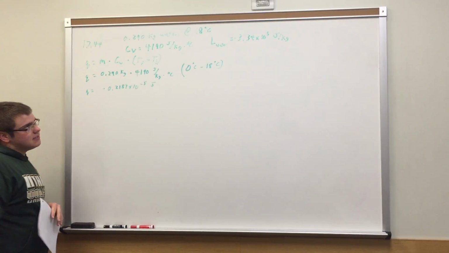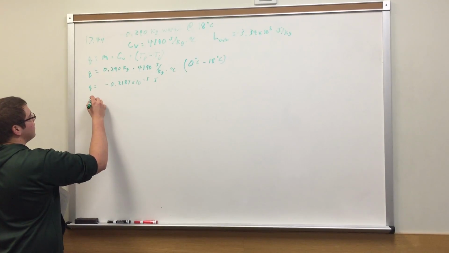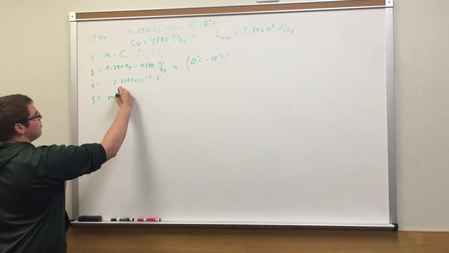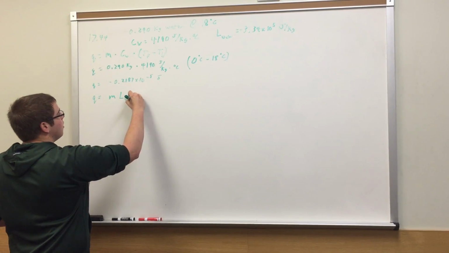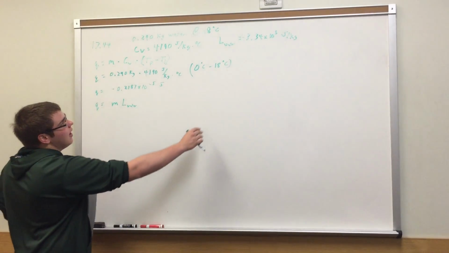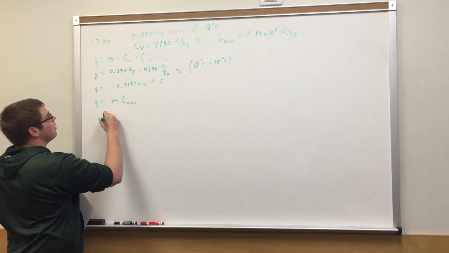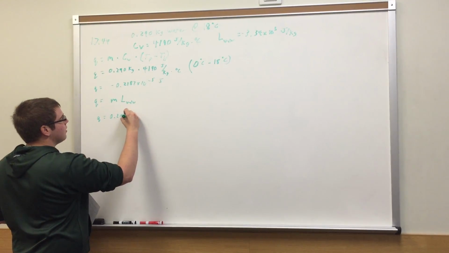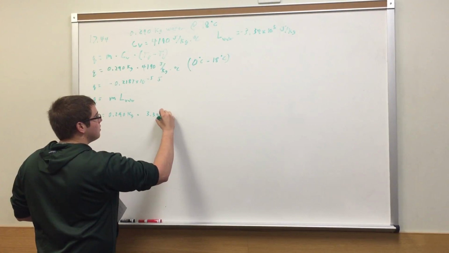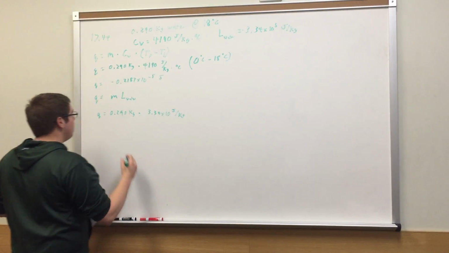Now we need to factor in the state change. We need to see how much energy it takes to change the water into ice. For this, we're going to use Q equals mL of water, and L is what we call our heat of fusion of water. That's this value right here. So plugging those in, we get Q equals 0.29 kilograms times 3.34 times 10 to the fifth joules per kilogram.